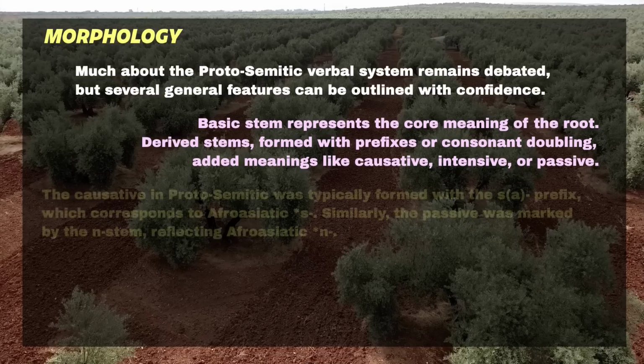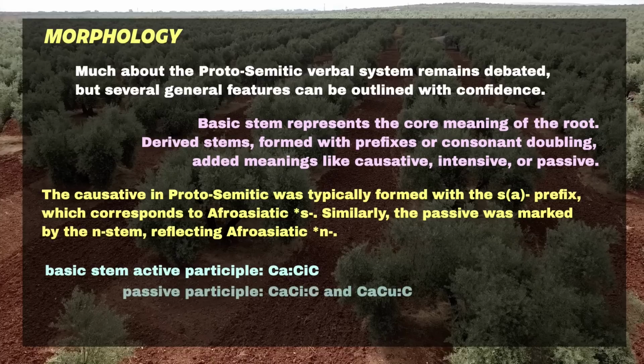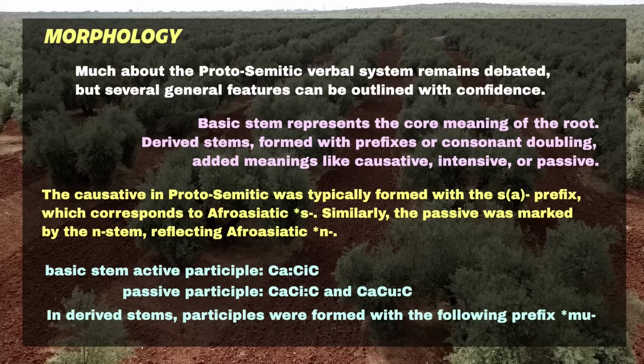For example, the causative derived stem in Proto-Semitic, often reconstructed as the following prefix, has correspondences across the Afroasiatic family. The same goes for the N-derived stem, which usually creates passive meanings. Now, let's move on to participles. In the basic stems, the active participle followed the following pattern you can see on screen now, while passive participles use these patterns. In the derived stems, participles were typically formed with the following prefix.